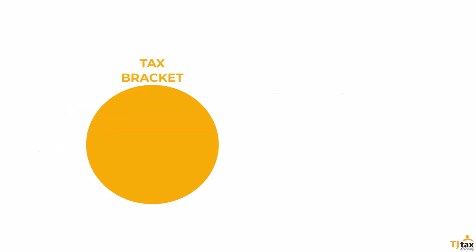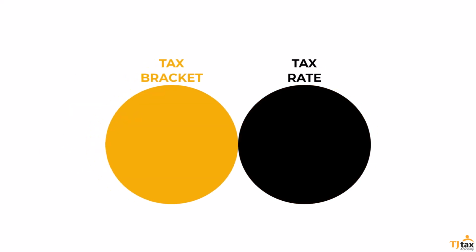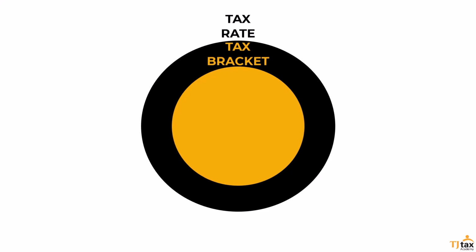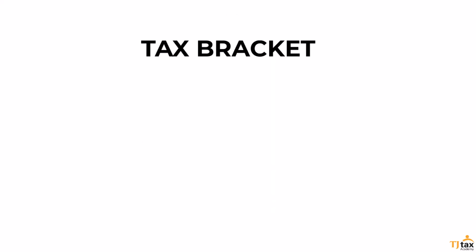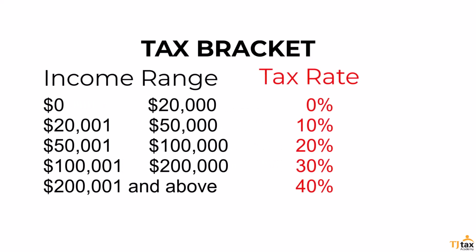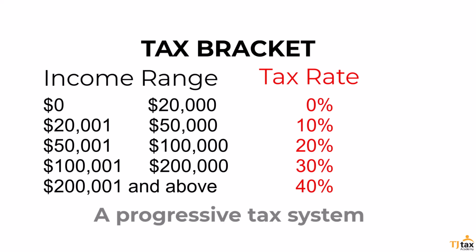The terms tax bracket and tax rate are related, but refer to different aspects of the tax system. Let me break this down for you. Let's start with a tax bracket. A tax bracket refers to the range of income that is subjected to a specific tax rate under a progressive tax system. The system we use in Canada is called a progressive tax system.